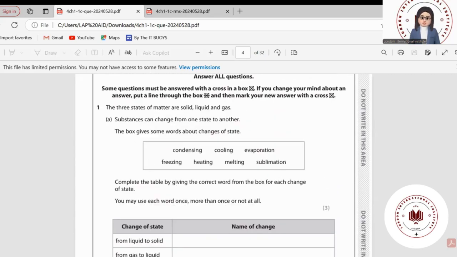Now before we dive into the solution, take a moment to carefully read the question and highlight any important information. It's always a good idea to break the question down and look for keywords or instructions that will guide you.